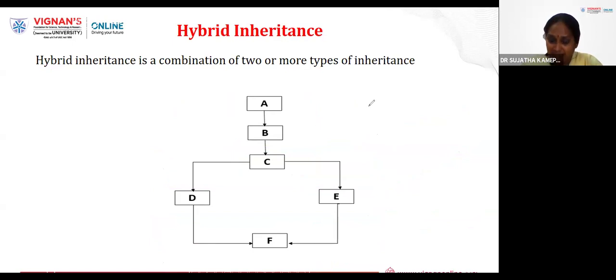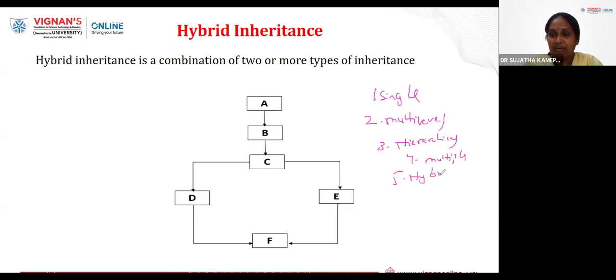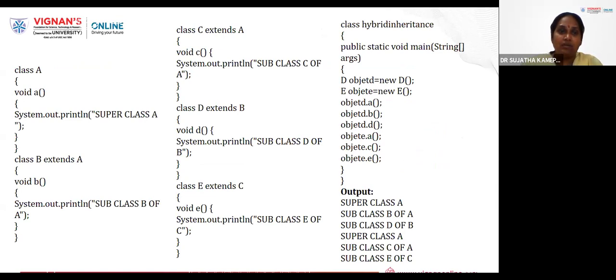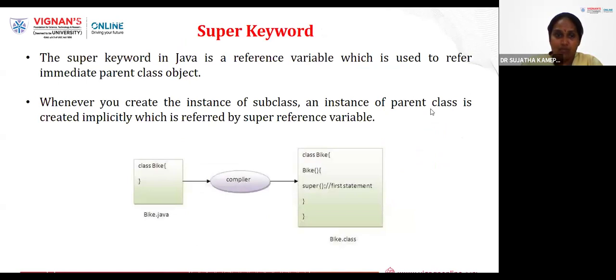Now, what are the different types of inheritances that we have? 1, single inheritance. 2, multi-level inheritance. Hierarchical inheritance. Next, multiple inheritance. Finally, hybrid inheritance. These 5 are the different types of inheritances that we have. Right. Here this represents an example for hybrid inheritance. If you try to understand this one, you can understand how hybrid inheritance works.